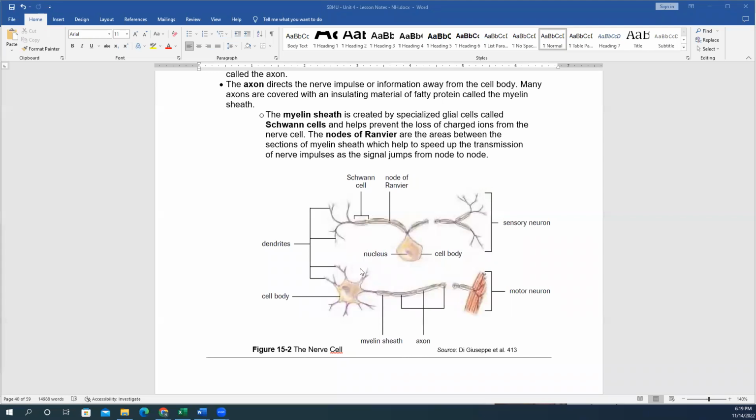And these actually help to speed up the transmission of nerve impulses. In a way, it helps the signal to jump from node to node to node down the axon. So it helps to really speed up the speed at which that nerve signal moves down the body of the axon.